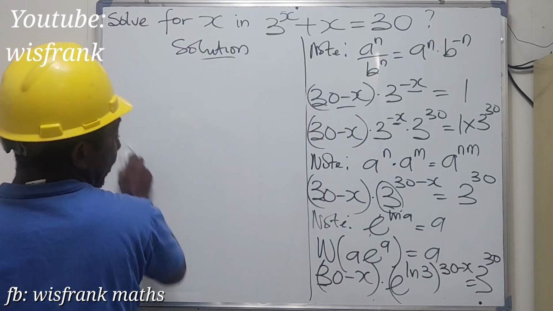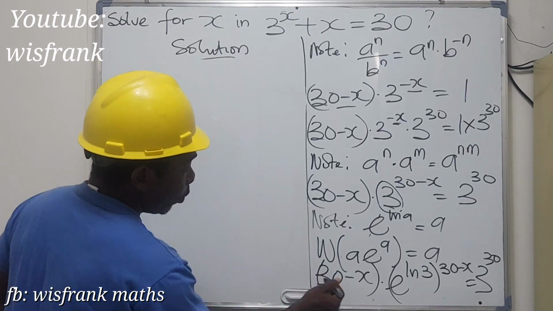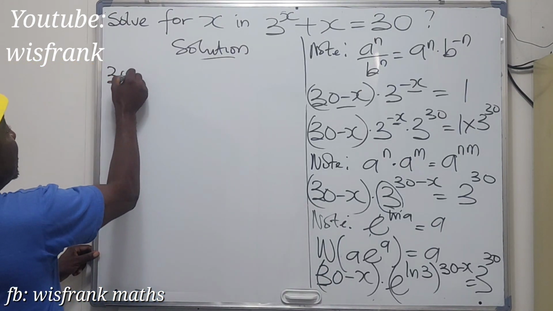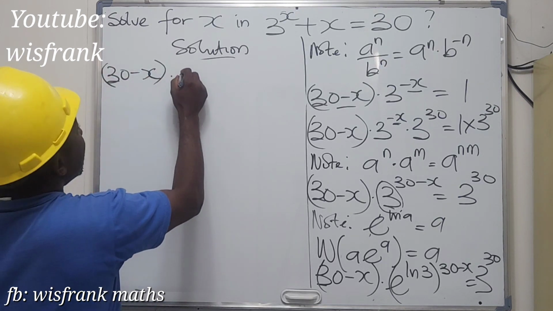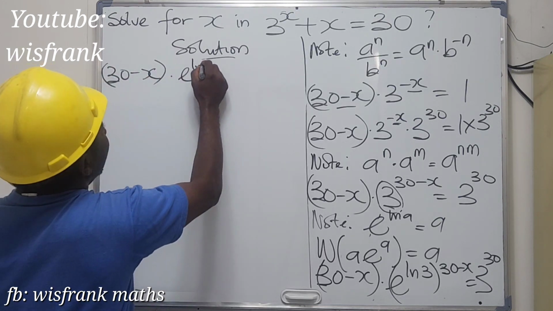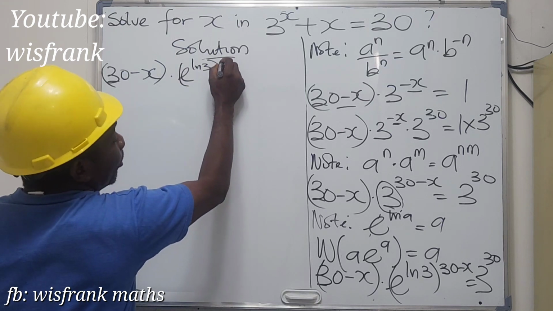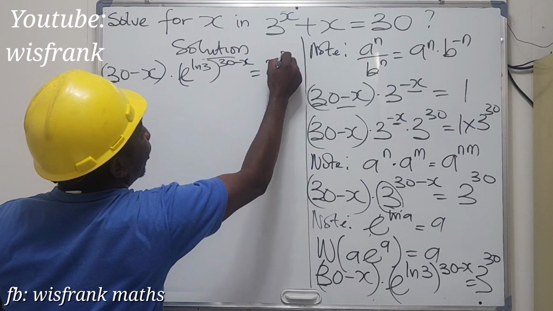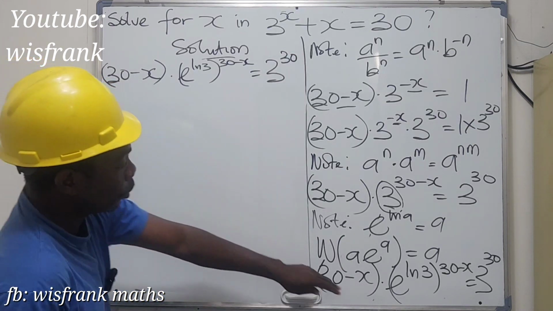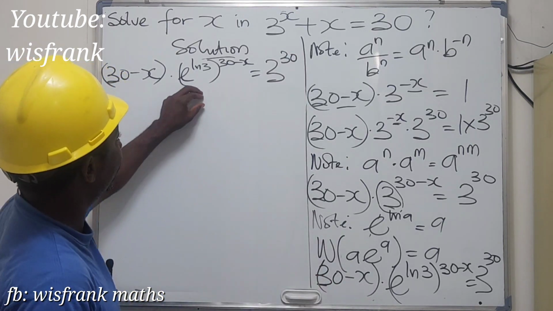So we need to clean this. As we said, we have here (e to the power of ln of 3) all to the power of 30 minus x equals 3 to the power of 30. This is what we have here. We are just transferring this to this other side.